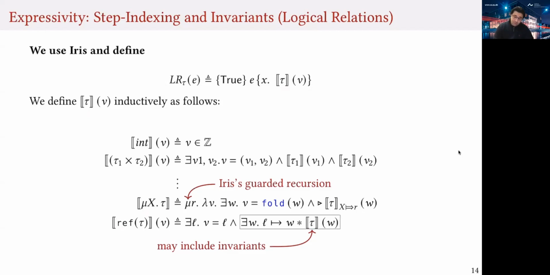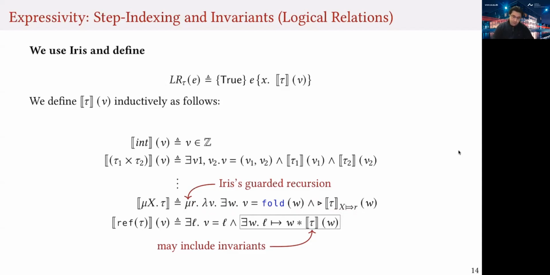Let's see how we define the value relation for the recursive types and for references. Well, for recursive types, as I said, we need to take a fixed point, right? And this is exactly what we do. We use Iris's guarded recursion. In Iris, we know that if we define a predicate over some variable r, such that the variable r is guarded in the sense that all occurrences of r in this formula occur under a later modality, then we are guaranteed that we can take the fixed point of this predicate and the fixed point will just work, right?